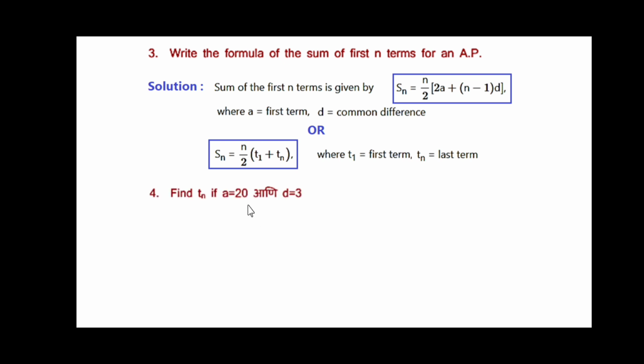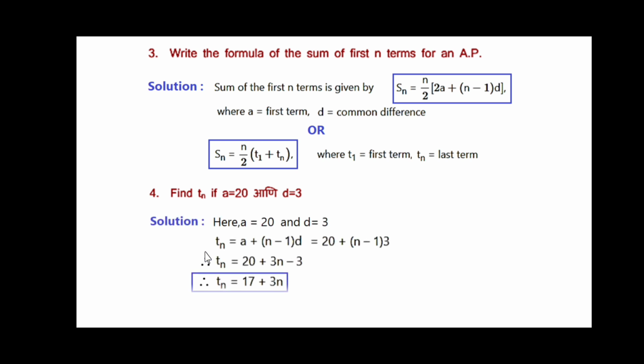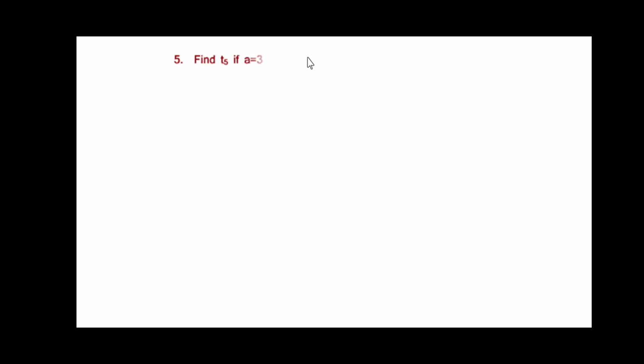Find Tn if a is equal to 20 and d is equal to 3. Friends, here it is given that a is 20 and d is equal to 3, but we know the formula Tn is equal to a plus n minus 1 into d. This is the formula for calculating the nth term. So we'll substitute the values: 20 plus n minus 1 into 3. So 20 as it is, we'll solve this bracket, 3 into n is 3n and 3 ones are minus 3. 20 minus 3, that is 17 and 3n as it is. So the nth term Tn is equal to 17 plus 3n. We'll see the next fifth one.